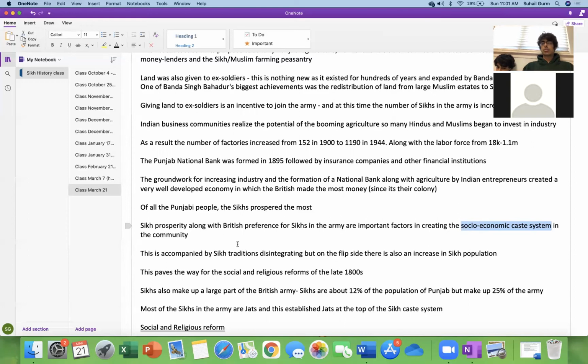So this prosperity among the Sikhs and the British preference for them is one of the factors that made more of a socioeconomic caste system among the community in India. And a weird thing here is also, because of all that success, a lot of Sikh religious and cultural traditions are kind of disintegrating and diminishing, as we talked about from the Anglo-Sikh Wars and on. But on the flip side, we also have an increase in Sikh population, which is kind of weird.